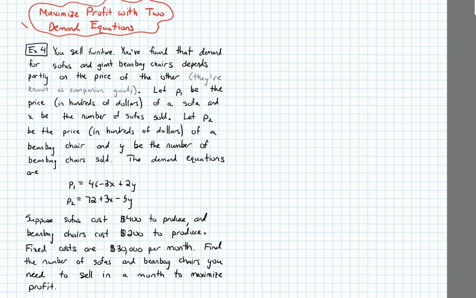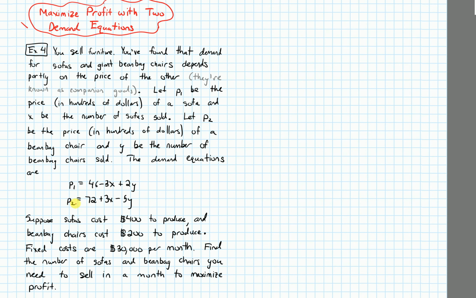You found that demand for sofas and giant beanbag chairs depends partly on the price of the other. They're known as companion goods. Let P1 be the price in hundreds of dollars of a sofa and X be the number of sofas sold. Let P2 be the price in hundreds of dollars of a beanbag chair and Y be the number of beanbag chairs sold. The demand equations are these two equations, one for what P1 is, remember P1 is the price of a sofa, and one for what P2 is, and P2 was the price of a beanbag chair.